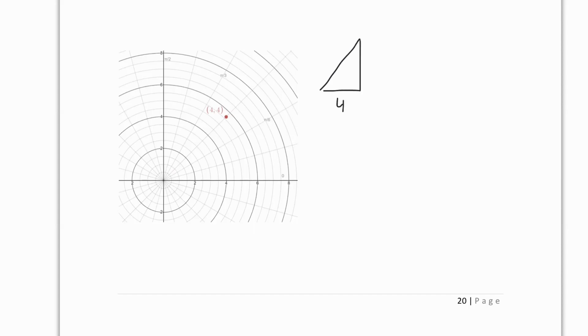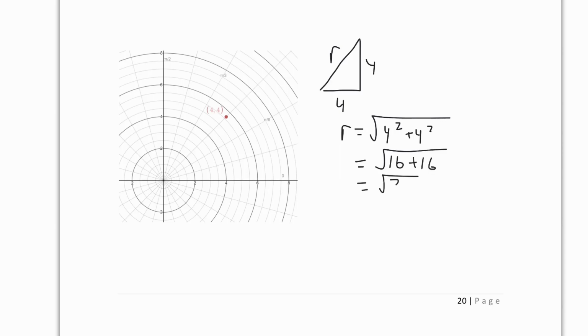So it's 4 this way and 4 this way, which means we're missing the radius of this circle. So r is equal to the square root of 4 squared plus 4 squared. So 16 plus 16, so the square root of 32. Now, if you check on your calculator, the square root of 32 is approximately 5.7, which actually makes sense because if you look here, this is 4, this is 5, this is 5.5, and so we can see it's just a little bit past 5.5 in terms of the radius.